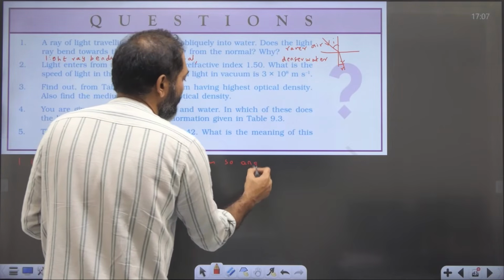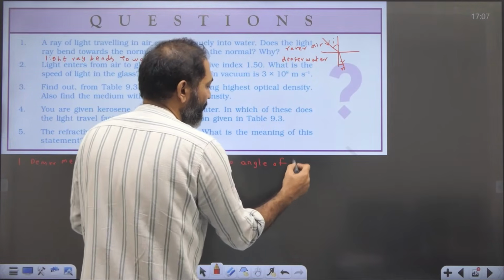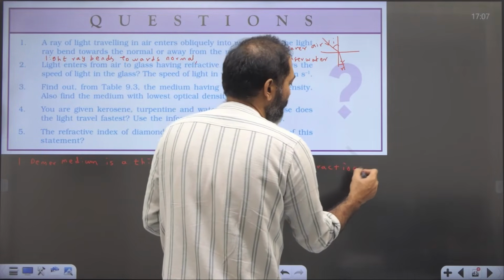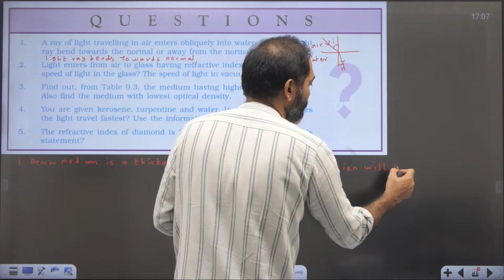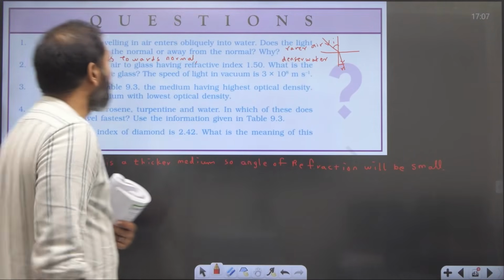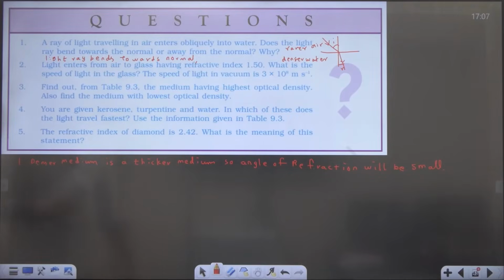So the angle of refraction will be small. That is the reason why it is bent towards the normal. Angle of refraction will be small. Okay. Next, light enters from air to glass having refractive index 1.5.